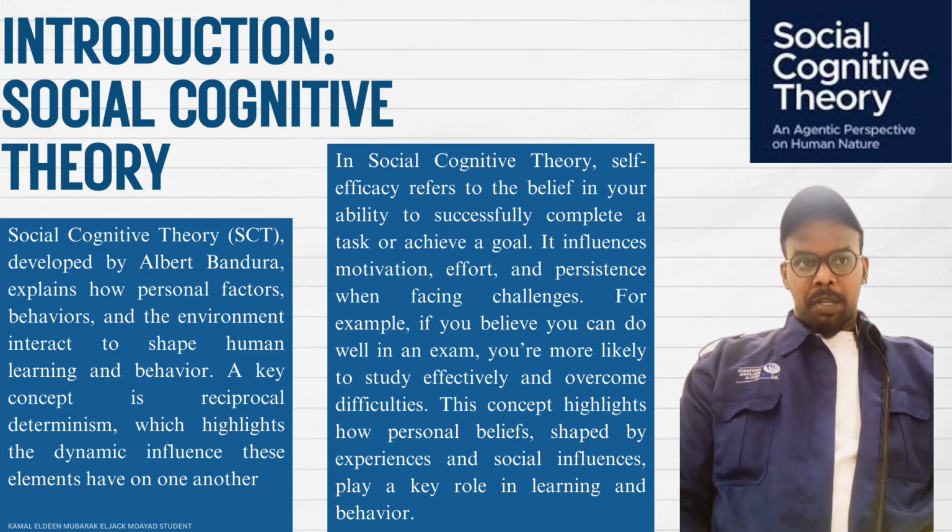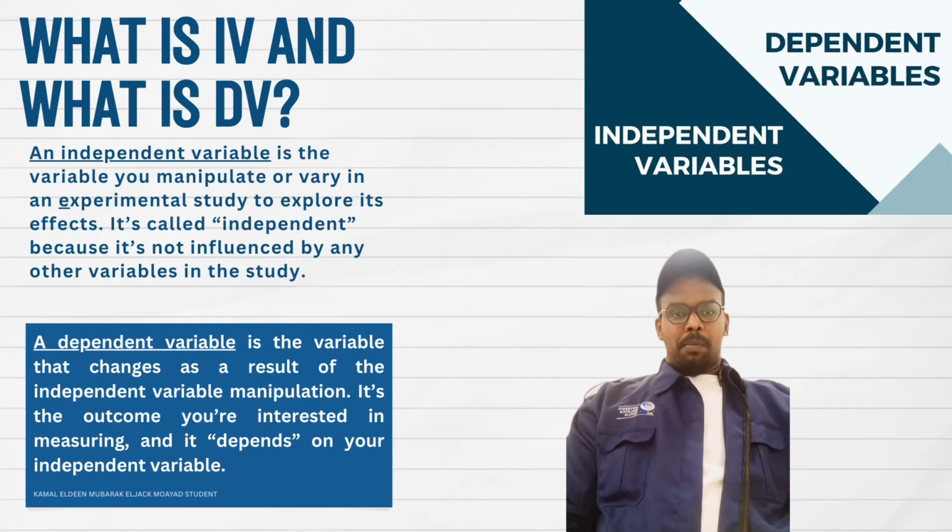For example, if you believe you can do well in an exam, you are more likely to study effectively and overcome difficulties. This concept highlights how personal belief, shaped by experiences and social influences, plays a key role in learning and behavior. About the independent variable and the dependent variable.